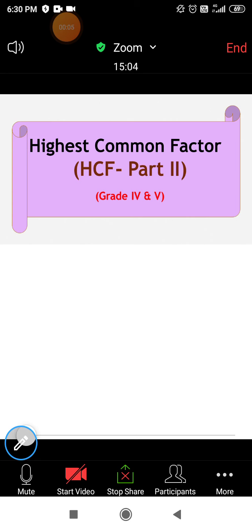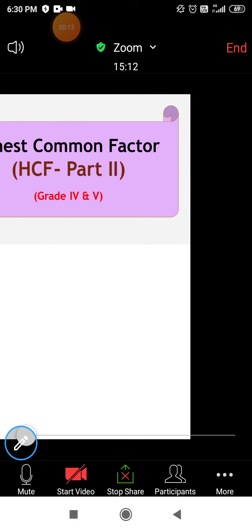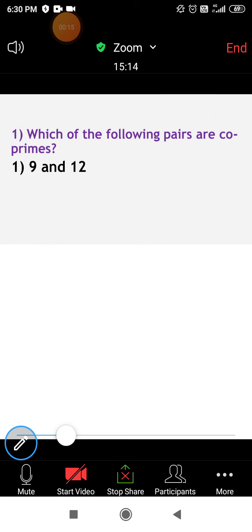Today we are going to see how to find out a pair of co-prime numbers and HCF by the common division method. So let's start. Which of the following pairs are co-primes?